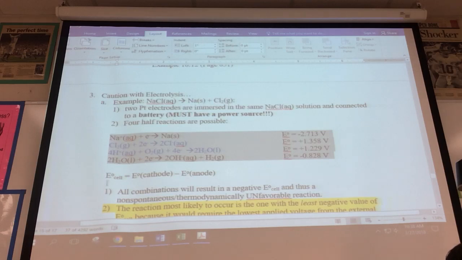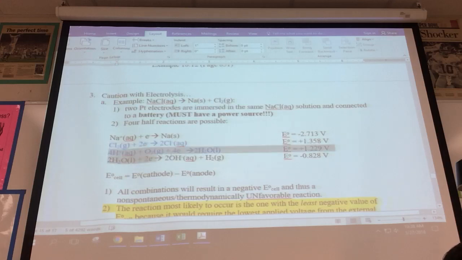Are these reduction or oxidation reactions? Reduction. They're all reduction because the electrons are being gained. Now if you're doing sodium chloride, which ions need to be on the left side? Sodium ions. So is this equation written properly? Yes. What about this one? No.